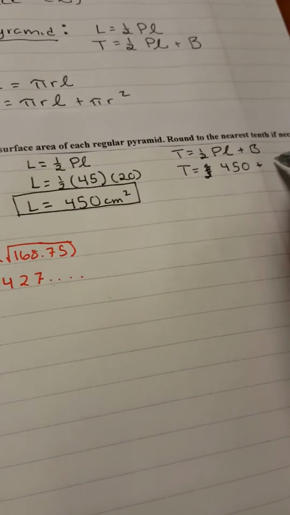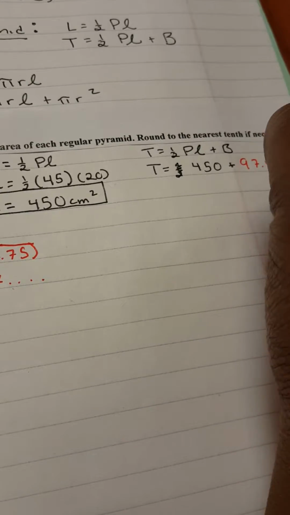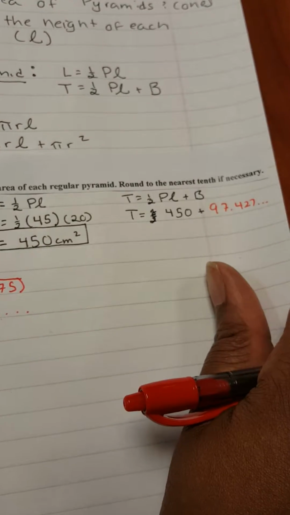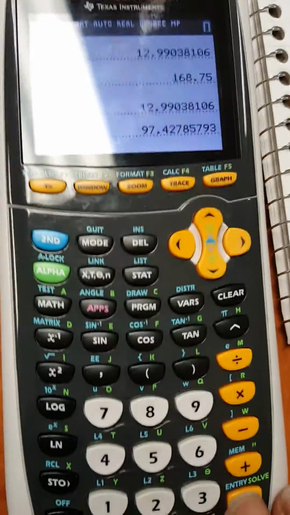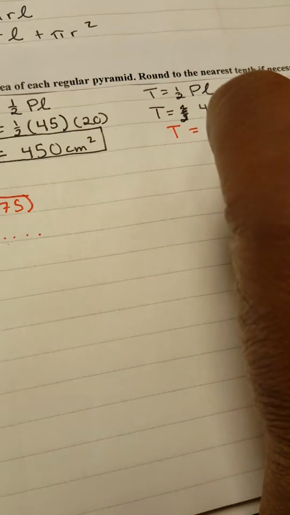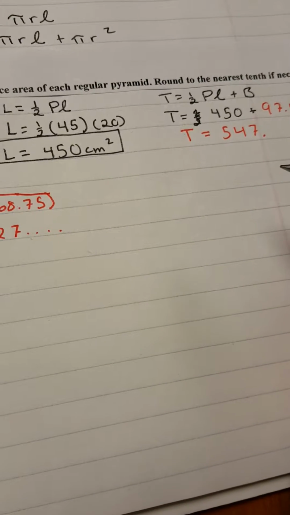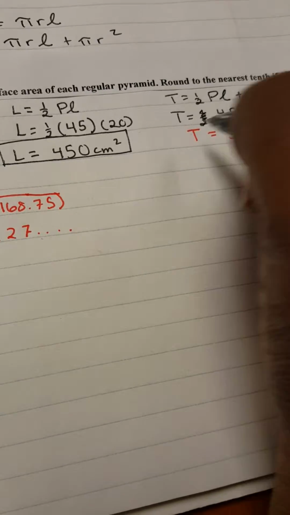All right, so now I can put that over here for my big B, the 97.427 and the other numbers. And I'm going to add that to 450. So plus 450. So the total equals 547 point, round to the nearest tenth, 0.4 centimeters squared.